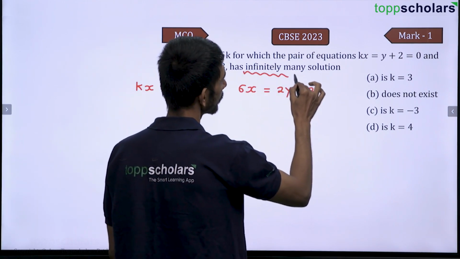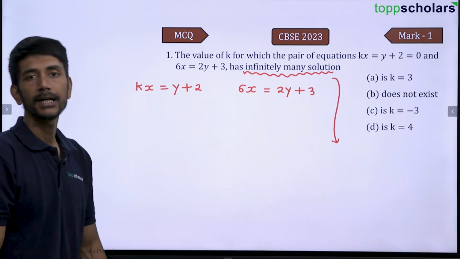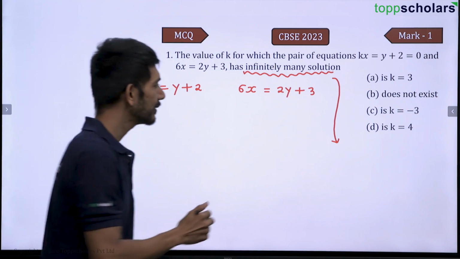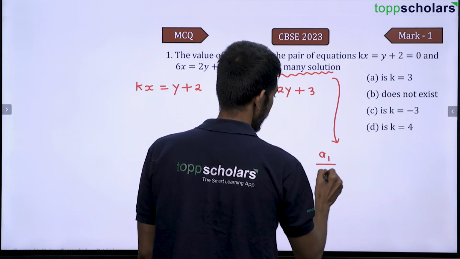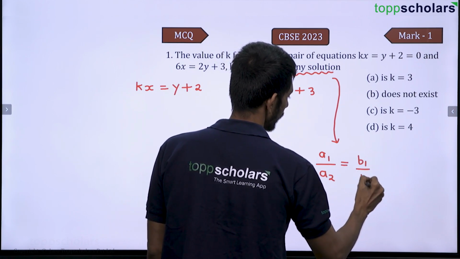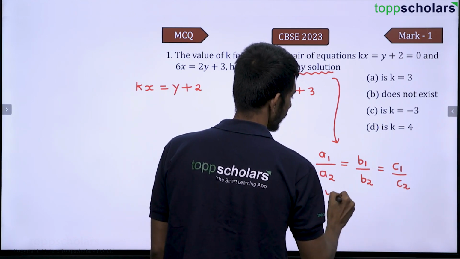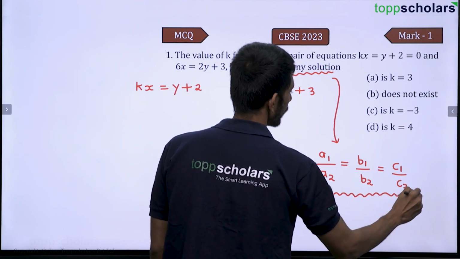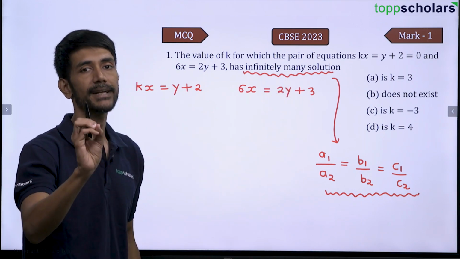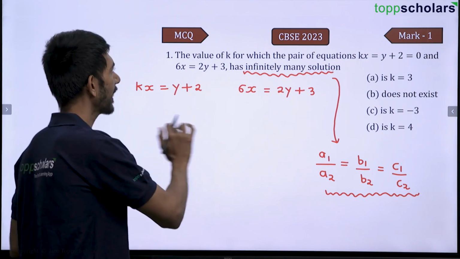Infinitely many solutions. Now tell me one thing. What is the condition for infinitely many solutions? When does the two lines have infinitely many solutions? A line has infinitely many solutions when a1 by a2 is equal to b1 by b2 is further equal to c1 by c2, right? So when a1 by a2 is equal to b1 by b2 and is further equal to c1 by c2, we can say that the two lines have infinitely many solutions. Okay, this we have understood. Now same pattern will apply here.